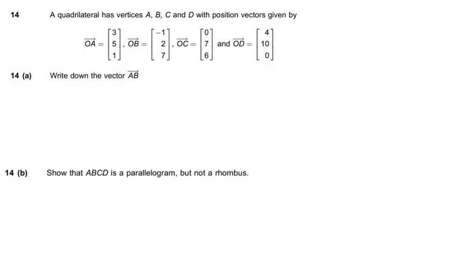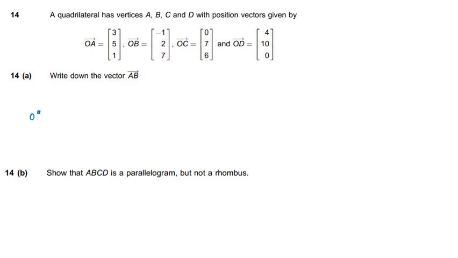Okay, question 14 now is to do with position vectors. So we're given the position vectors of 4 vertices of a quadrilateral. First of all, write down the vector AB.